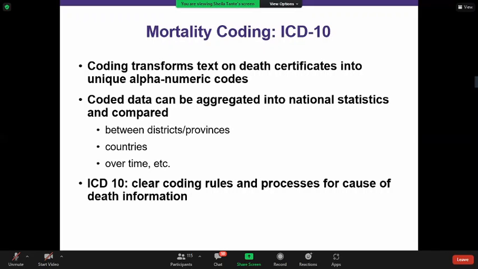So that's why for ICD-10, the training is about 3-5 days or 2 to 3 days because there is a book that is being used in the workshop for the health workers to be familiar with, so that in practice that's the one they will look into for encoding mortality as well as morbidity. Okay. So following the ICD-10, the coded data can be aggregated into national statistics and compared between districts or provinces, countries, and over time. So that answers the standardization. ICD-10 has clear coding rules and processes for cause of death information as well as morbidity.